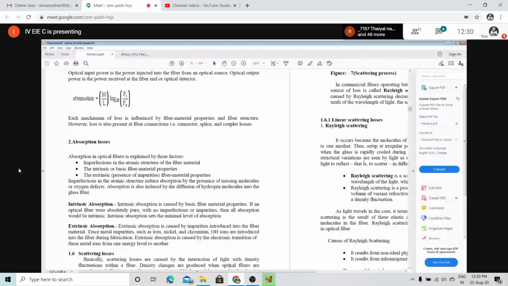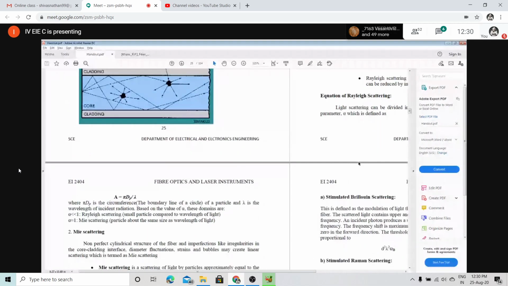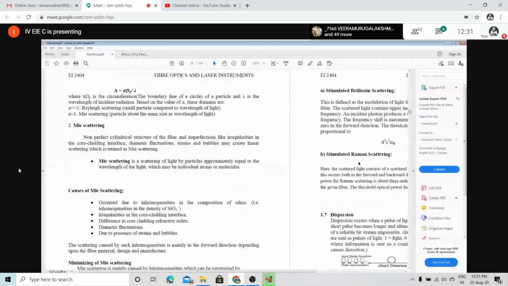When we speak about Rayleigh scattering, it is scattering that happens because of light rays hitting atoms or molecules. Clear? So it is smaller than the size of the wavelength that is being propagated. Whereas in the case of Mie scattering, it is nearly equal to the wavelength of the light propagated. And the causes, you know Mie scattering happens because of what? Core-cladding interfaces, changes in refractive indices between core and cladding, inhomogeneities in the composition of silica, and diameter fluctuations.